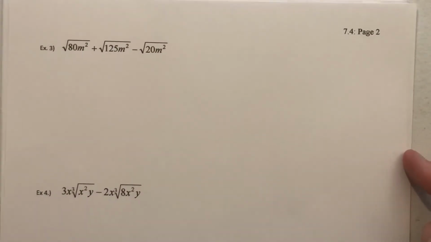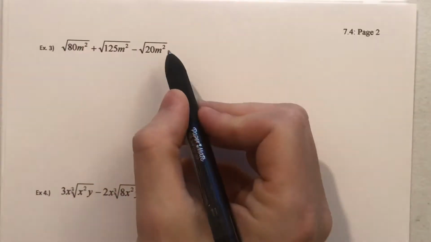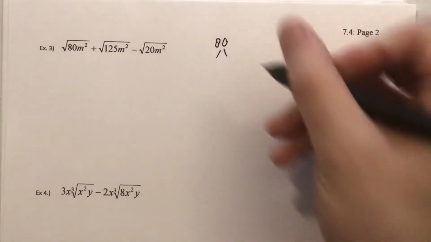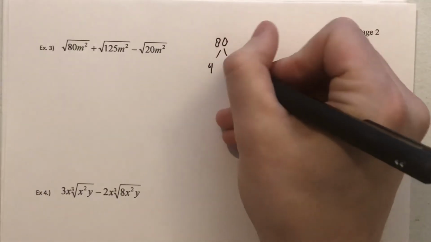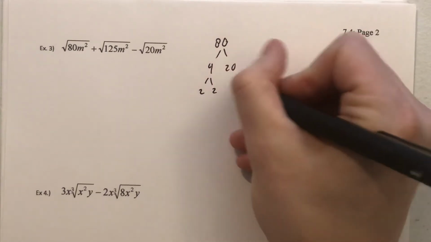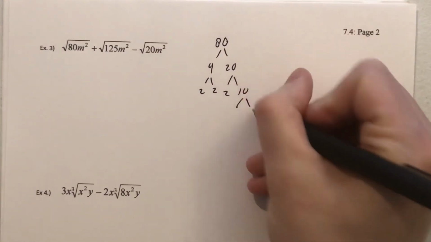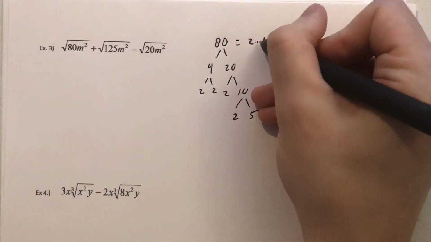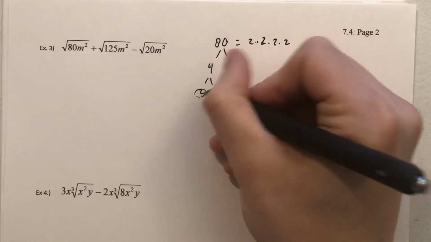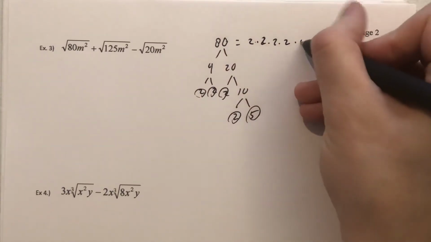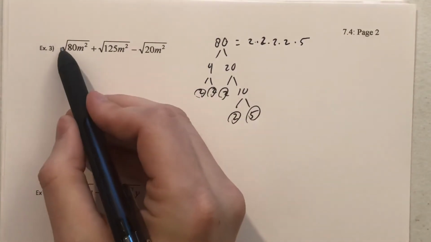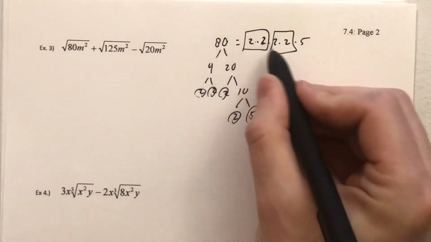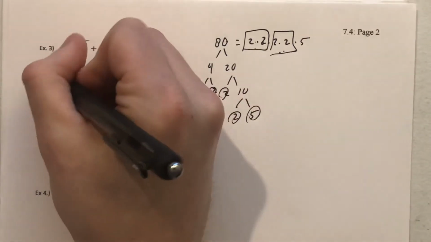All right, next one. All square roots, but definitely not same insides. So if we start with the 80, break down 80, I'll go 4 and 20. 4 is 2 and 2, 20 is 2 and 10, 10 is 2 and 5. So 2, 2, 2, 2, 1, 2, 3, 4 2s, and a 5. Being a square root, I need pairs. There's a pair and there's a pair. So each of those will come out as a 2, meaning a 4 will come out front.